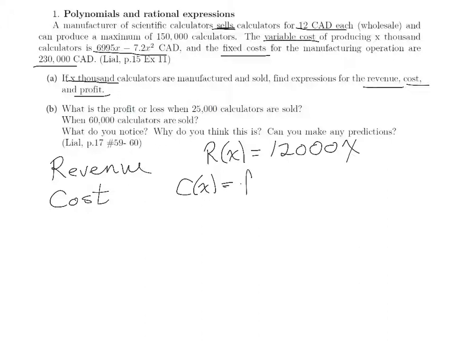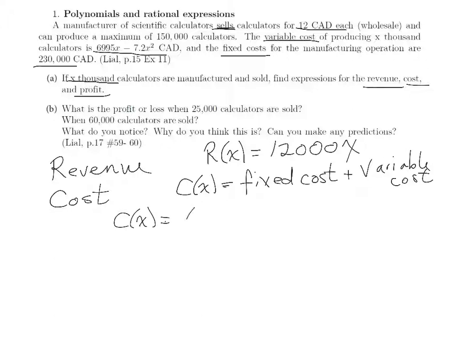Then our cost function, as I said, we're going to have cost, and that's going to equal your fixed cost plus your variable cost. So we're going to need to add those two together. So our variable cost, we said was 6,995X minus 7.2X squared.